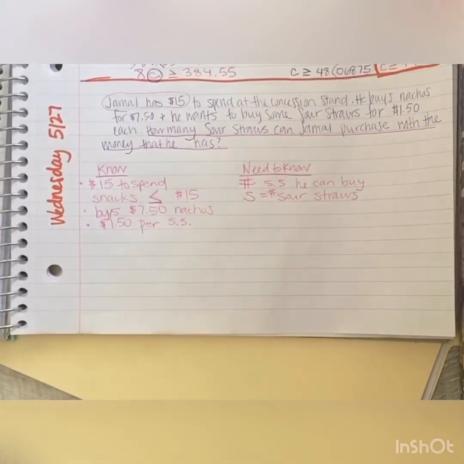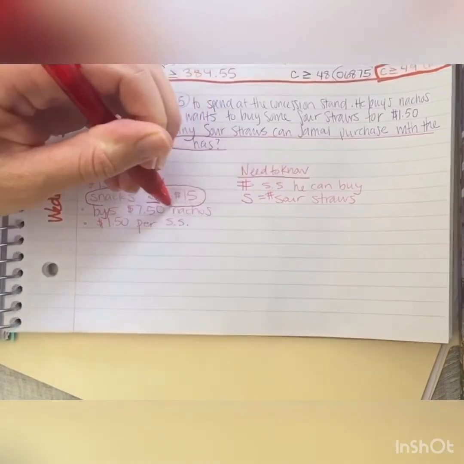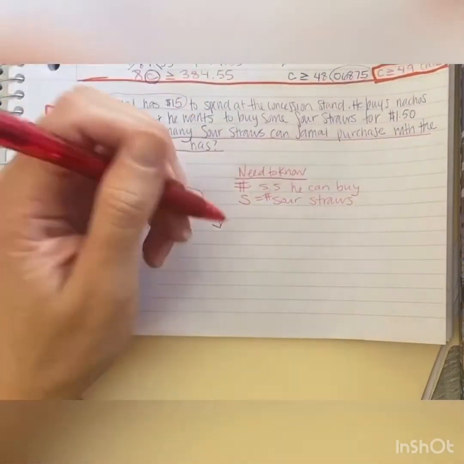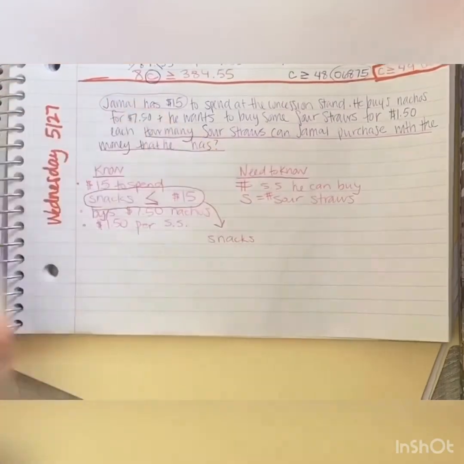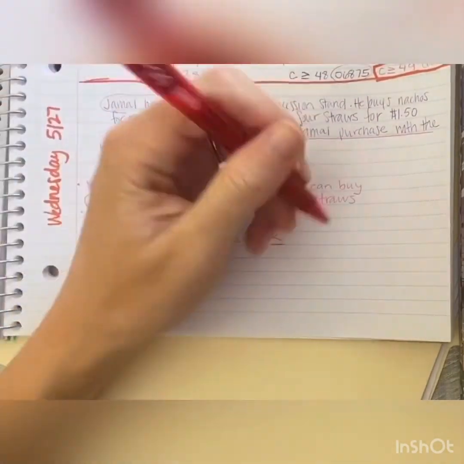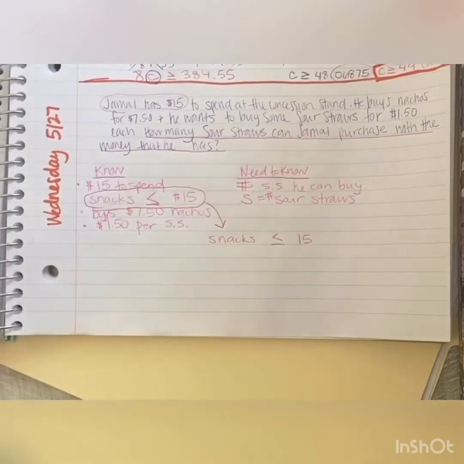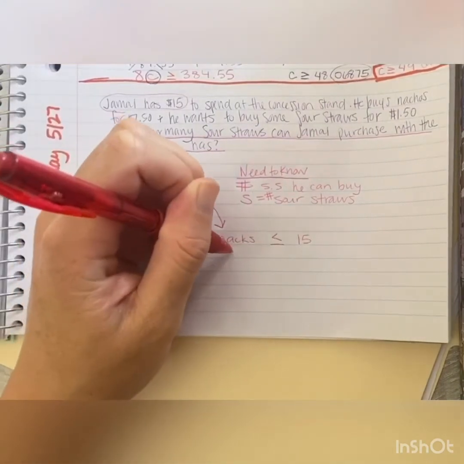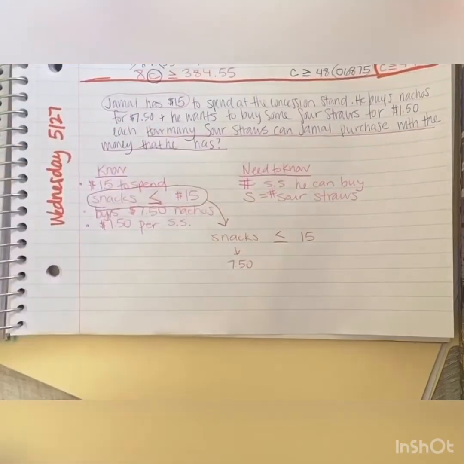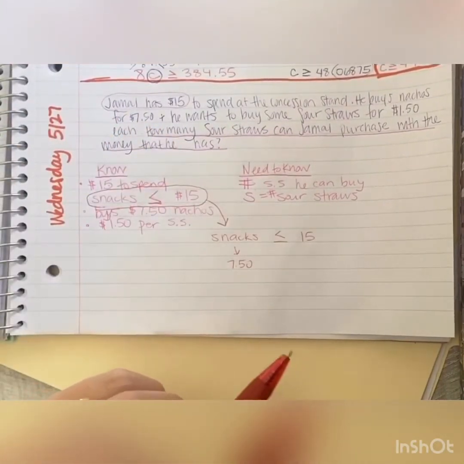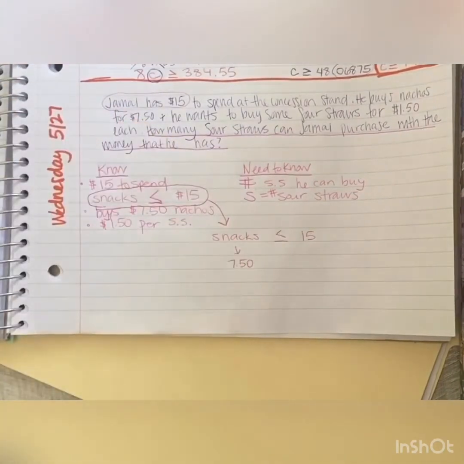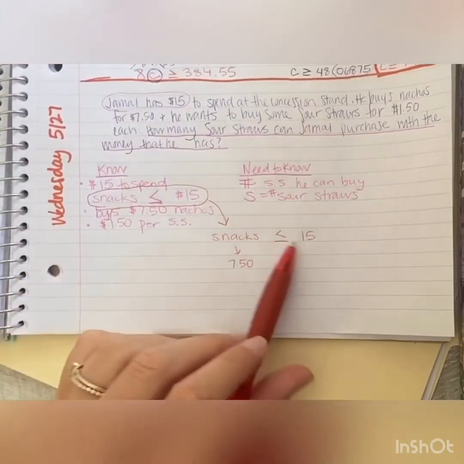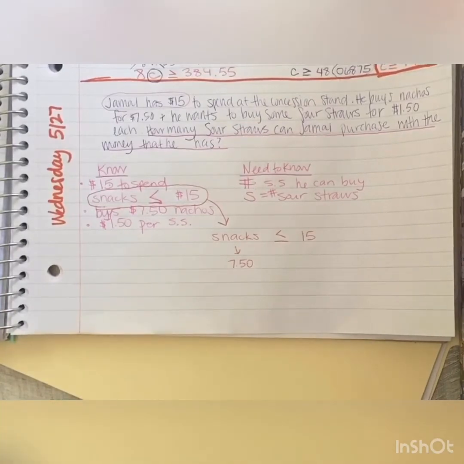Okay, let's go back to this inequality that we've already set up. Whatever he spends on snacks needs to be less than or equal to $15. Well, what does he buy for snacks? Well, we know that he buys nachos, right? Those nachos cost $7.50. We also know that he wants to buy sour straws. So if we combine the sour straws with the nachos, it needs to be less than or equal to $15.